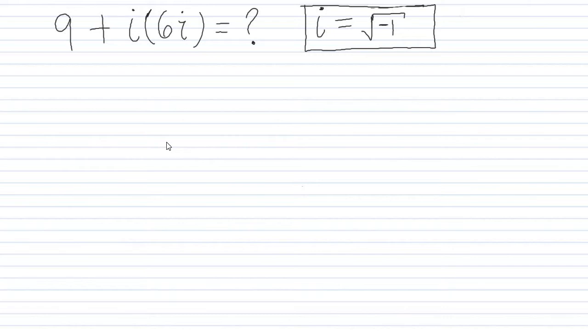So we have the question 9 plus i(6i). The first thing you have to do is to understand what i(6i) stands for. As you can see, we're dealing with the symbol i, and in this case, the symbol i is the symbol for imaginary numbers, right? And the imaginary number in this particular case is the 6i. But we have another i multiplied by it.